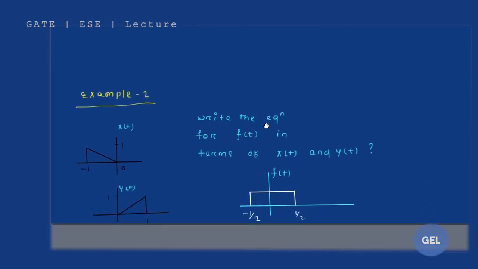So it is saying write the equation for f of t in terms of x of t and y of t. So f of t का equation लिखना है. What will be the equation of this f of t in terms of x of t and y of t? It's a very easy question.